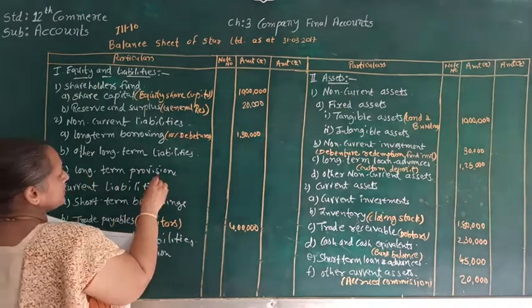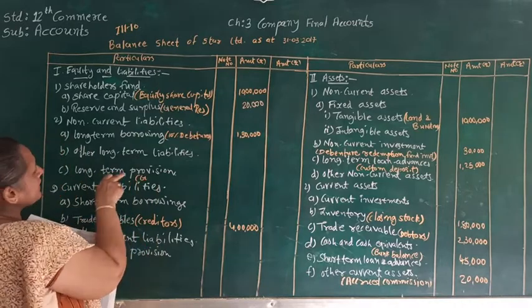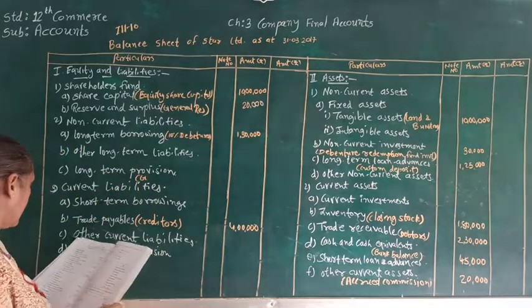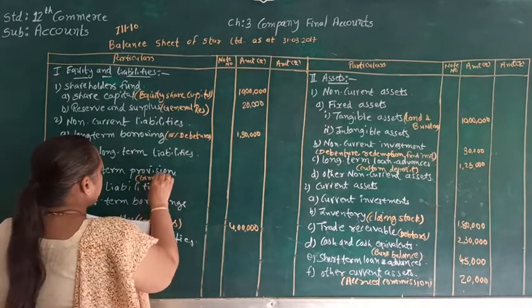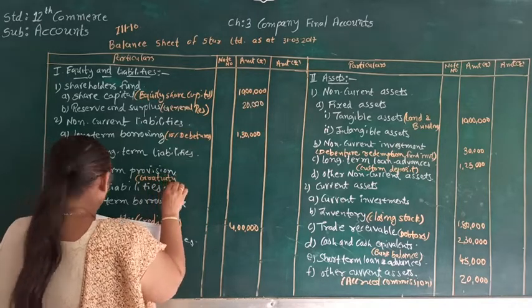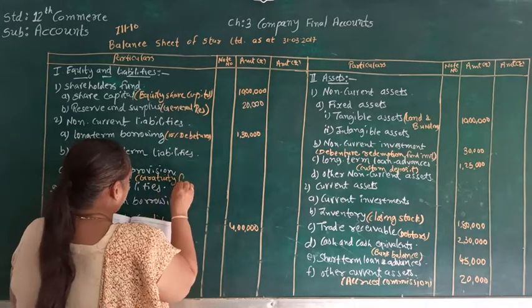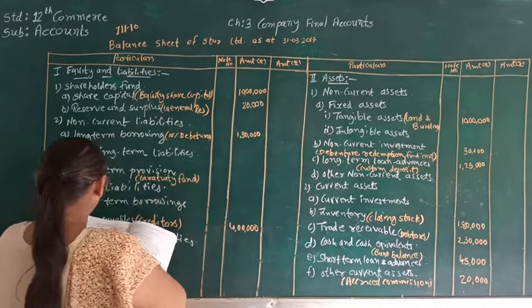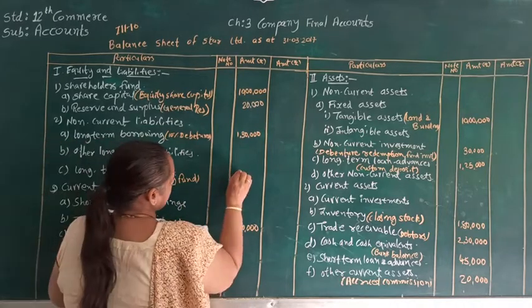And after that, the other heading given to us is gratuity, and gratuity is a long-term provision. So it's supposed to be written under long-term provision, and the amount of that gratuity fund is 20,000.